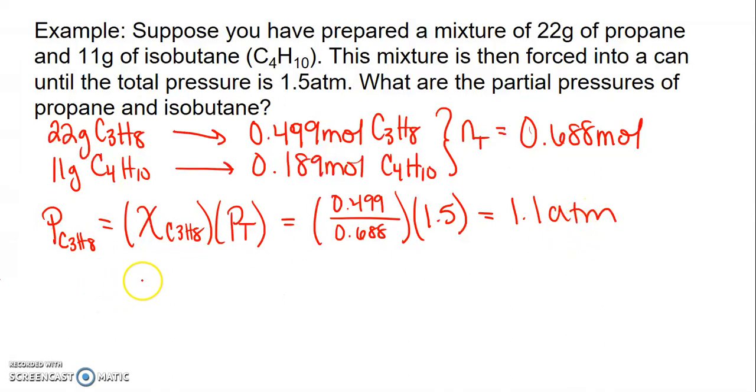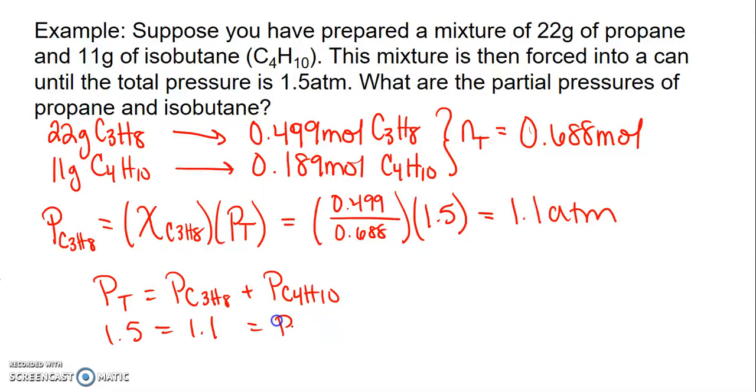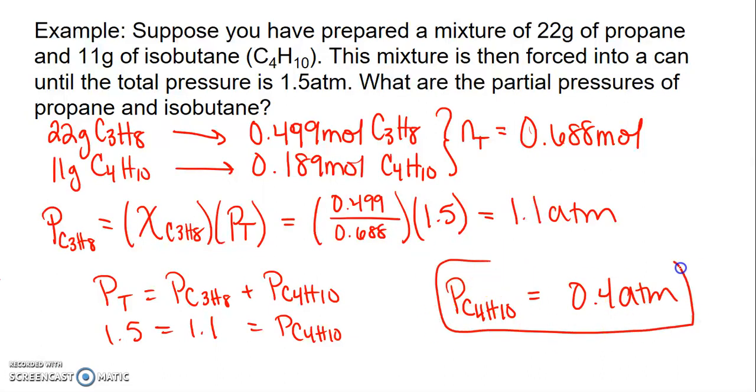Then we can just use Dalton's law of partial pressures, that the total pressure in the container is going to be the pressure of the propane plus the pressure of the isobutane. The total pressure in the container is 1.5, and 1.1 is what we just found. So the partial pressure of the isobutane is equal to 0.4 atmospheres. So there's one answer, and there's the other. That is mole fraction and Dalton's law of partial pressures.